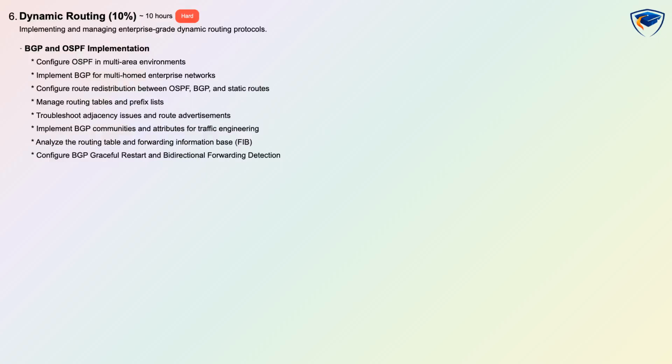with scenario-based assessment. This domain covers implementing OSPF in multi-area designs and deploying BGP for multi-homed enterprise networks, including route redistribution between OSPF, BGP, and static routes. You will manage routing tables, prefix lists, and attributes, troubleshoot adjacency and route advertisement problems, and apply BGP communities and traffic engineering techniques. The domain also includes analyzing the routing table, the forwarding information base, and implementing features like graceful restart and BFD for resilience.